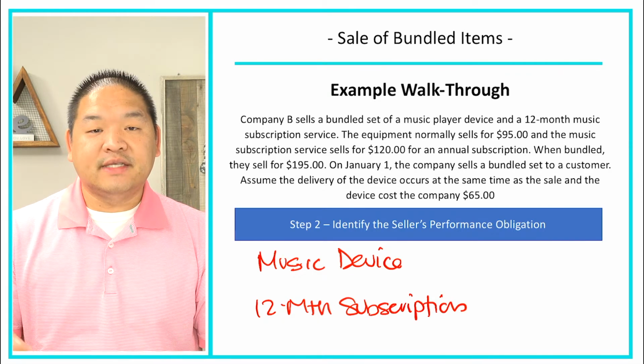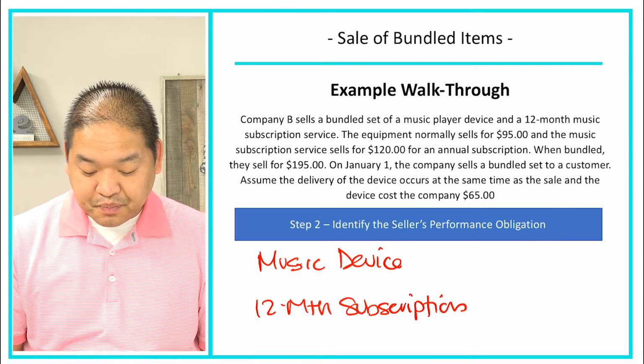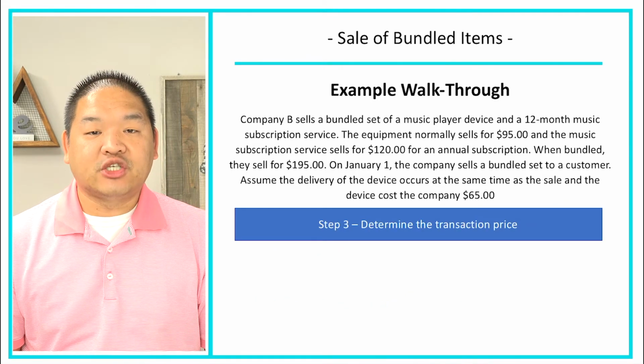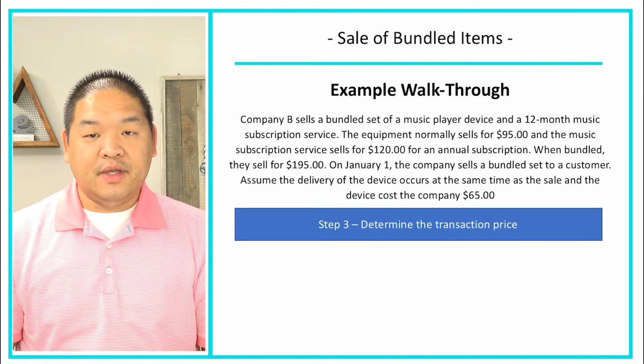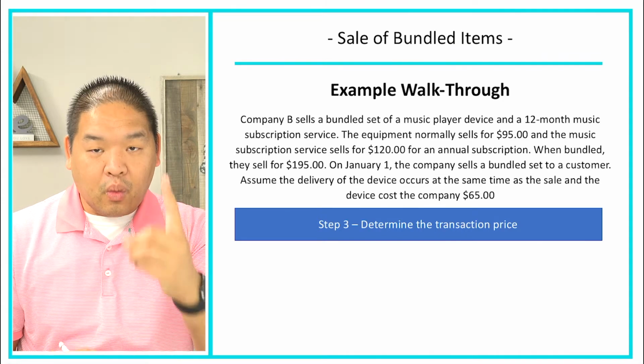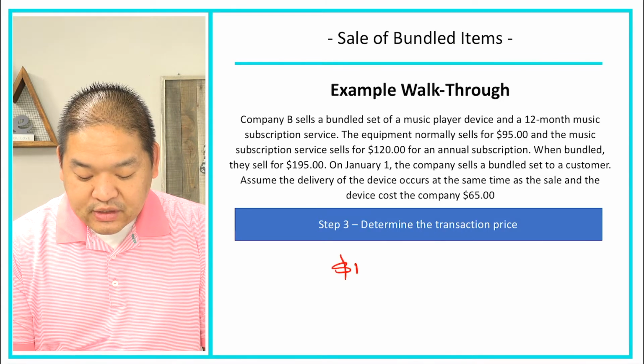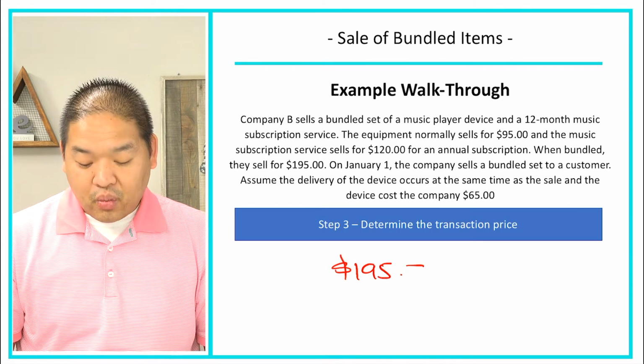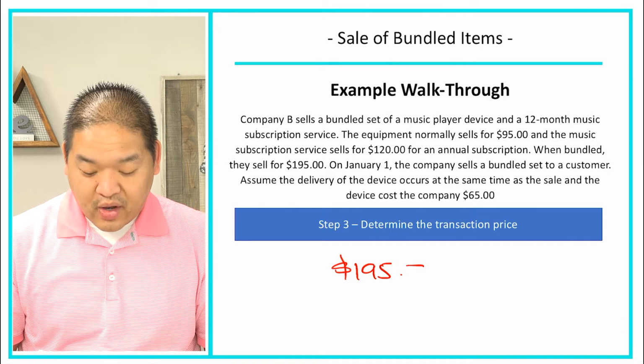Okay, so music device, 12-month subscription. All right, moving on to step number 3, we need to determine the transaction price. According to the problem here, when they are bundled, they are sold for one price. That one price is $195. So $195 would be the transaction price.